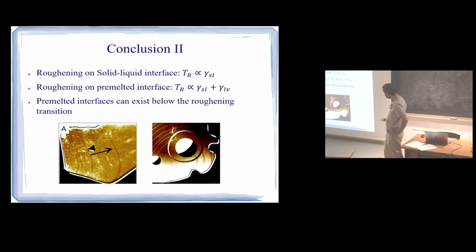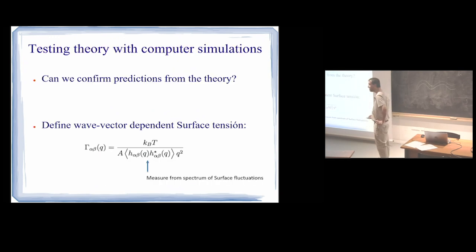And here, this is occurring before the roughening transition. Why can I tell it's before the roughening transition? Because I can see the steps. So it can be pre-melted. Okay? So let's continue. Can we now test this theory in the real world?